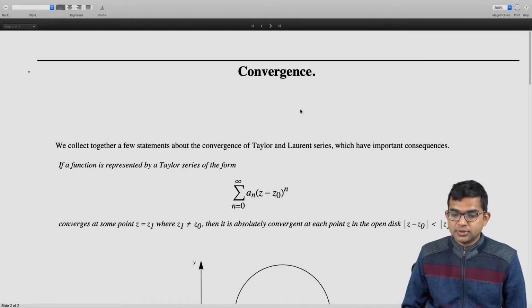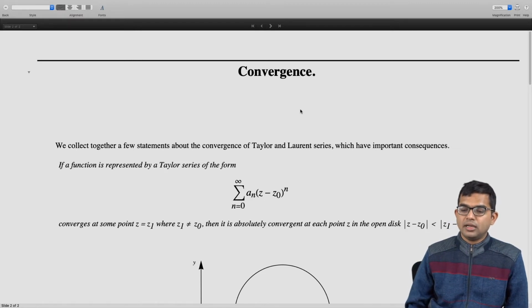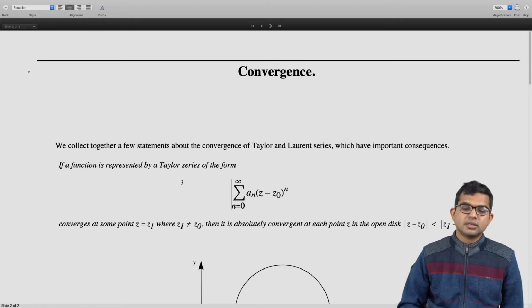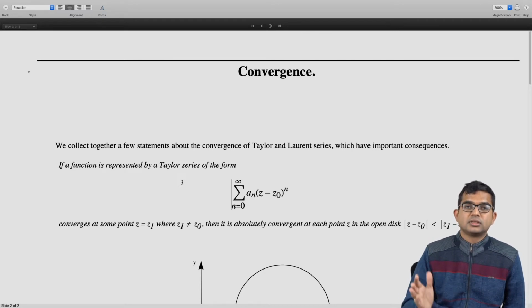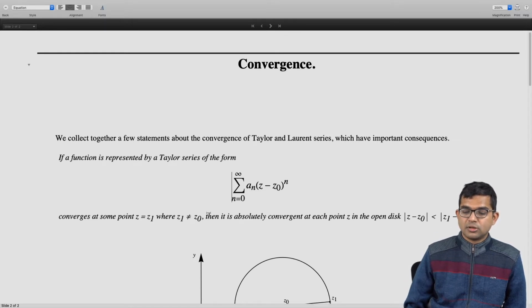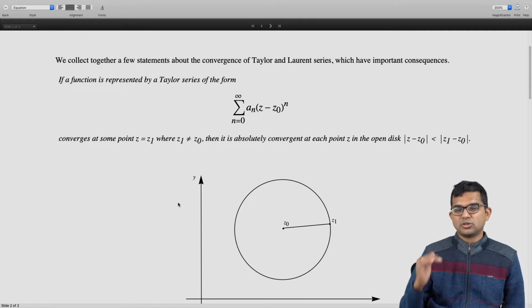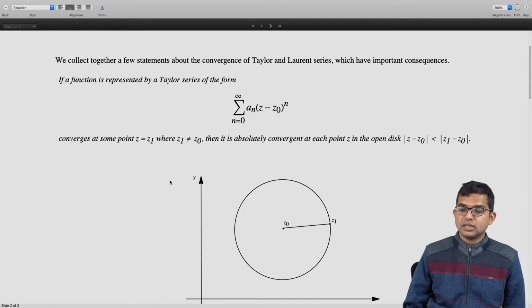So that's the philosophy. Suppose we just know the Taylor series of some function, and then we happen to know that this converges at some point z1 other than z equal to z0. Of course, if it's a valid Taylor series, then it must definitely converge at z0. And if we know there is some other point at which it also converges, then it's possible to show that in fact this series is absolutely convergent, not just convergent, but absolutely convergent.